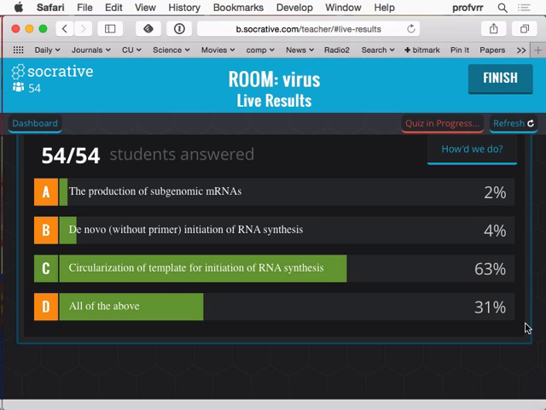Okay, so the correct answer is C, which most of you got. Circularization of template for initiation of RNA synthesis. Subgenomic mRNAs are not produced in picornavirus infected cells. As I said from that first slide, it's a very straightforward strategy. You have the plus-stranded genome, you make a full-length minus strand, then you copy it again. So there's no subgenomic mRNA. De novo initiation means without a primer, and of course I showed you that the primer is VPG with 2 U's on it, and so obviously it can't be all of the above.